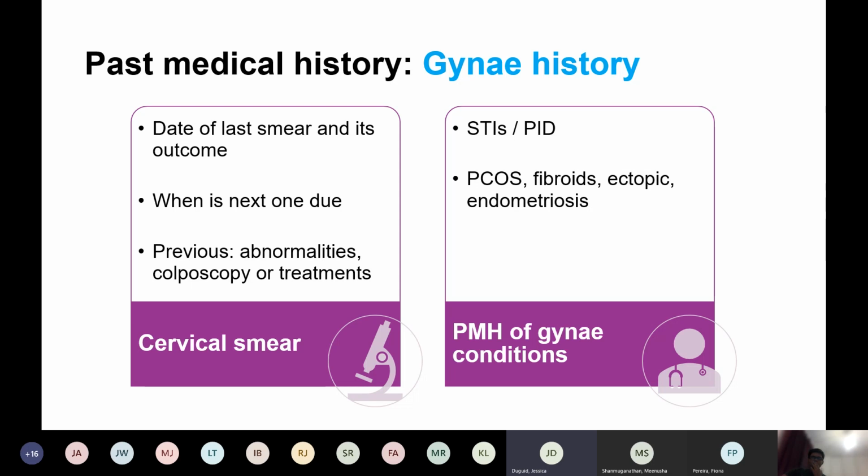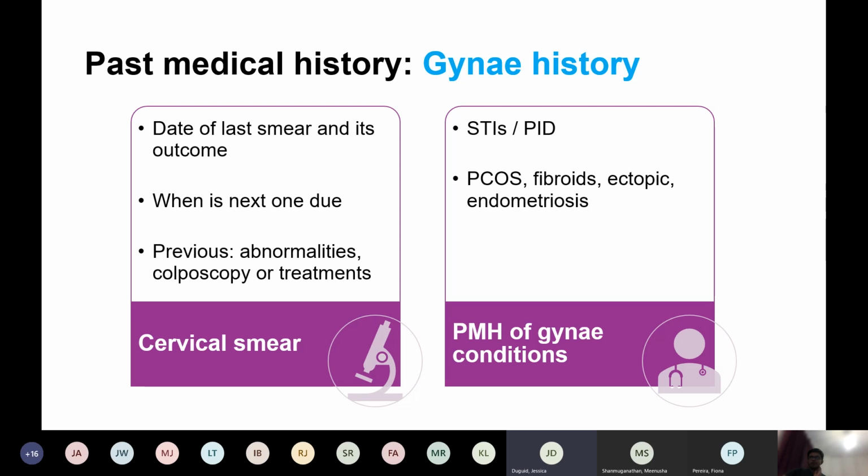Then you want to ask about the past gynae history. So just really quickly, you just want to ask about the cervical smears. So when was the last smear and what was its outcome? When is the next one due? Women tend not to get smears done while they're pregnant, so they usually say to delay it until after pregnancy, which is why it's important to ask when the next one's due. And then you want to ask if they had any abnormalities previously, did they have a colposcopy for it, and did they have any treatment?